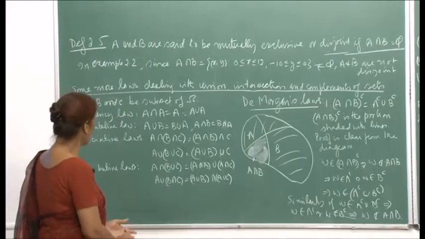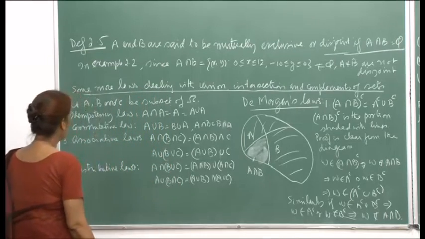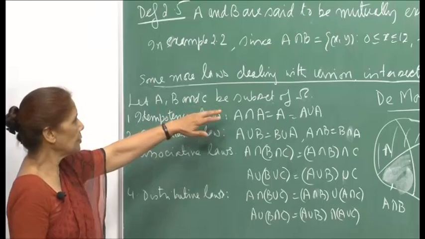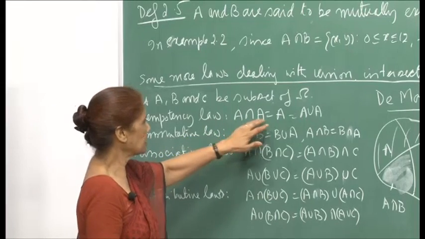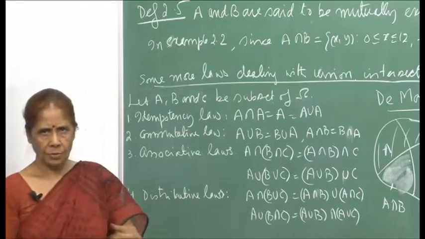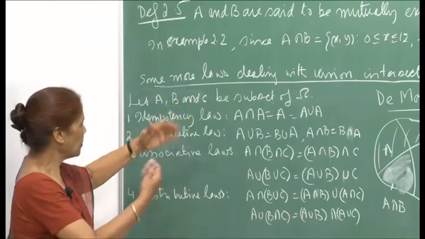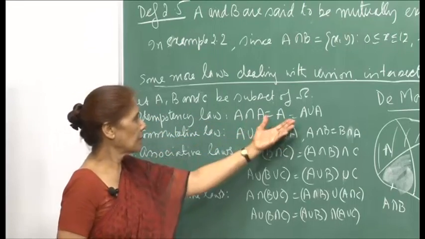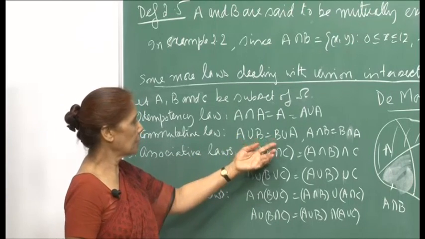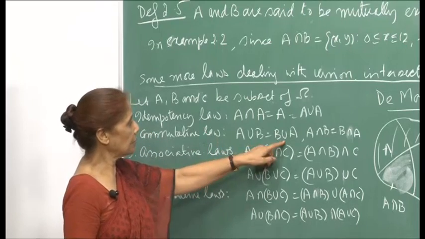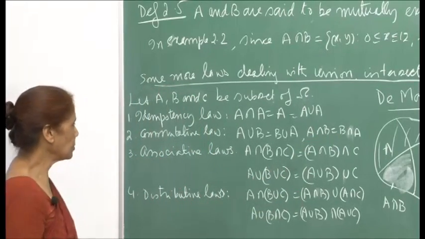Now, some more concepts dealing with laws of union, intersection and complements of sets. Here, if I am talking of A, B and C, three subsets of your universal set omega, then the idempotency law says that when you operate A with itself, A intersection A is A, or A union A will also be A. So, the operations we have defined for sets, union and intersection, are idempotent. Then the commutative law says that it does not matter whether you add A to B or B to A. Therefore, A union B is equal to B union A. Similarly, A intersection B is B intersection A. So, the order is not important, which set you write first.